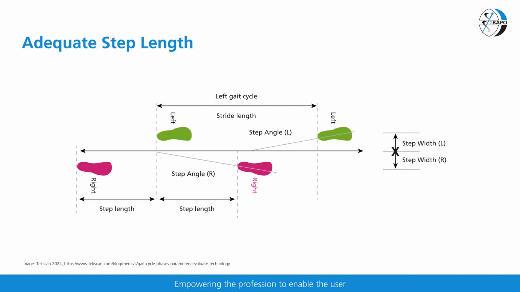Adequate step length is determined from the heel strike of one foot to the heel strike of the other, for example, the right heel strike in red to the right heel strike in green. The total gait cycle, i.e. left heel strike to left heel strike, is called a stride length, as demonstrated at the top of this diagram.